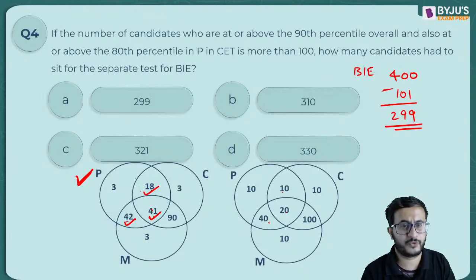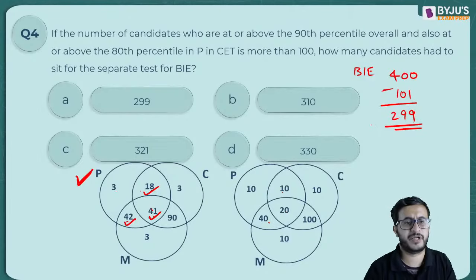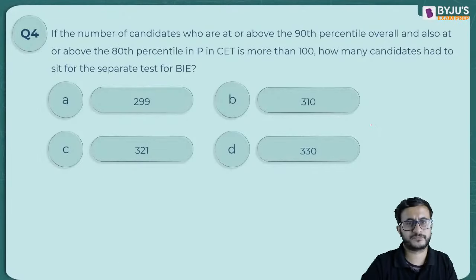So there are a total of 400 candidates, and these will be appearing in AIE. These will be selected in AIE, that is 101. These will not be selected, so 299 candidates. Okay.